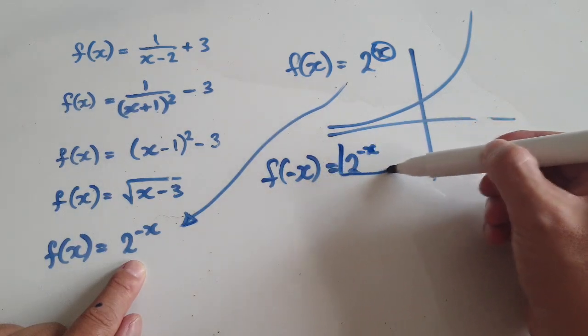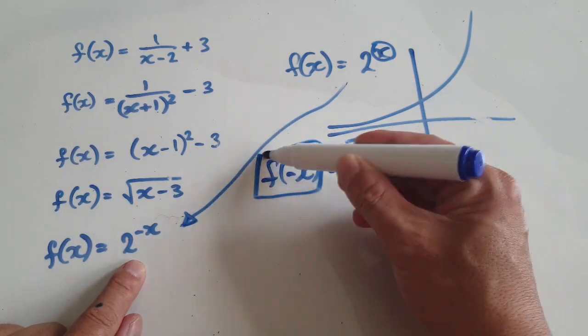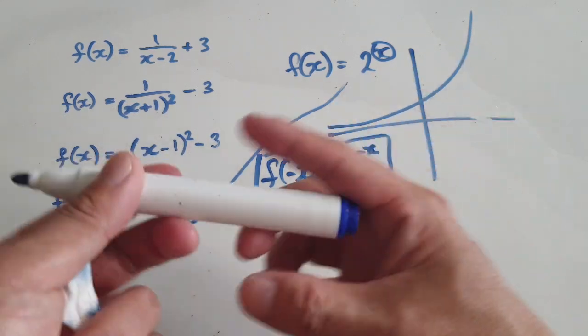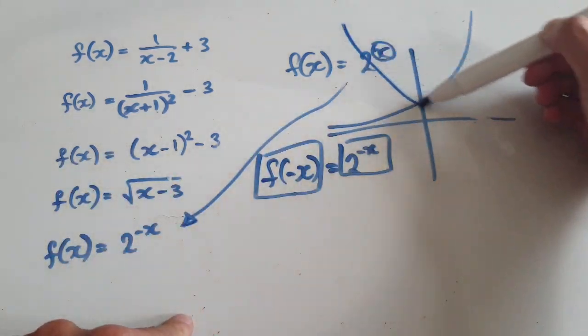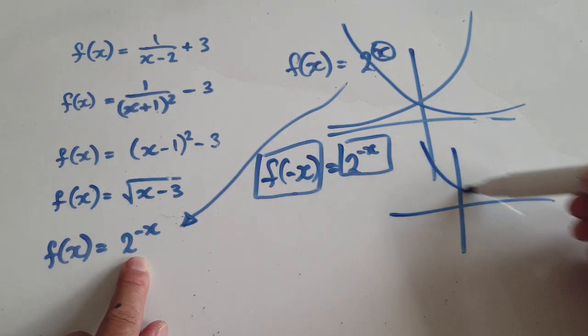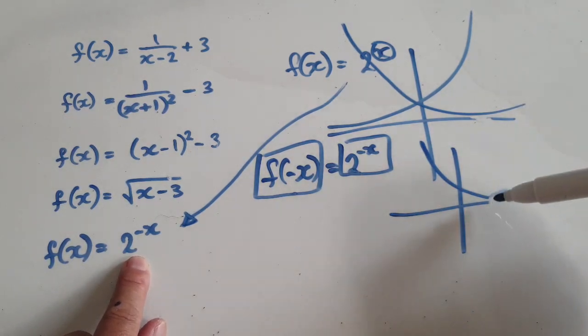Now we have no idea what this looks like, but we do understand this transformation. This transformation will flip it across like this. So now it will look like this. You see this function here will look like this. It will never reach 0, but it will look like this. Okay?